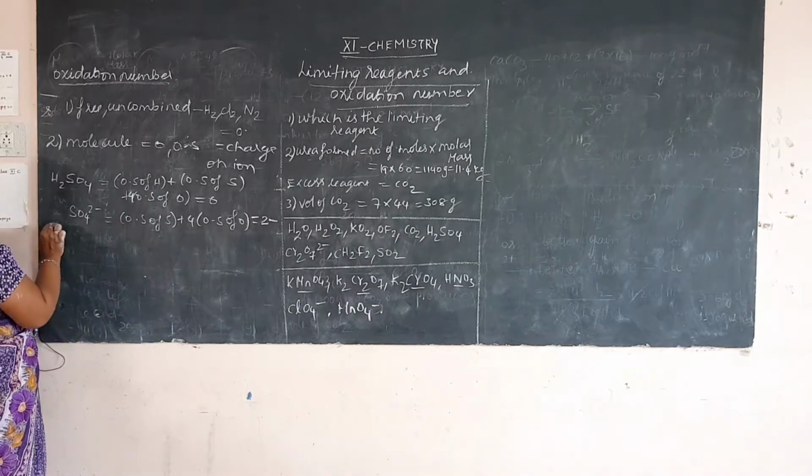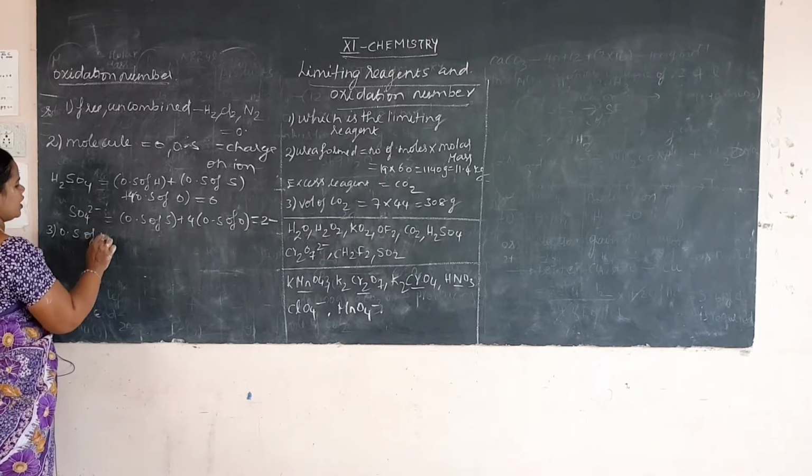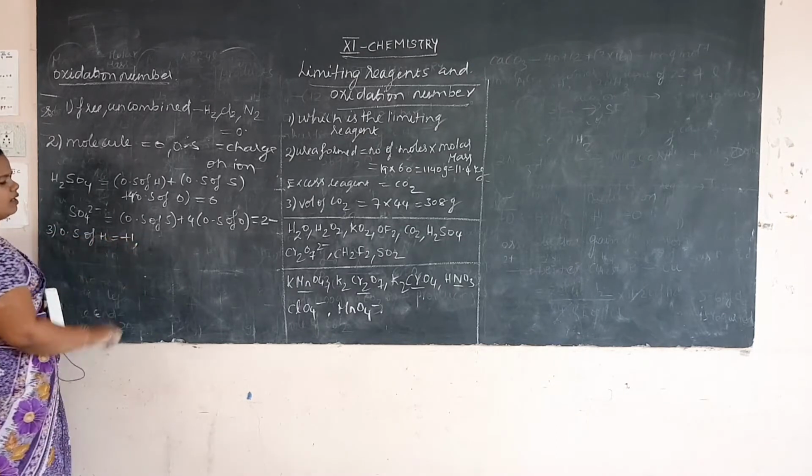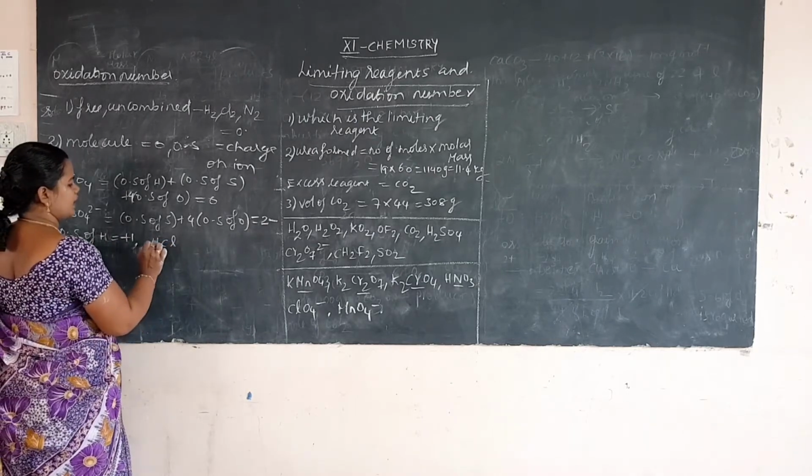Then the oxidation state of hydrogen is +1. The oxidation state of hydrogen is equal to +1. For example, take HCl, where we have to find the oxidation state of hydrogen.